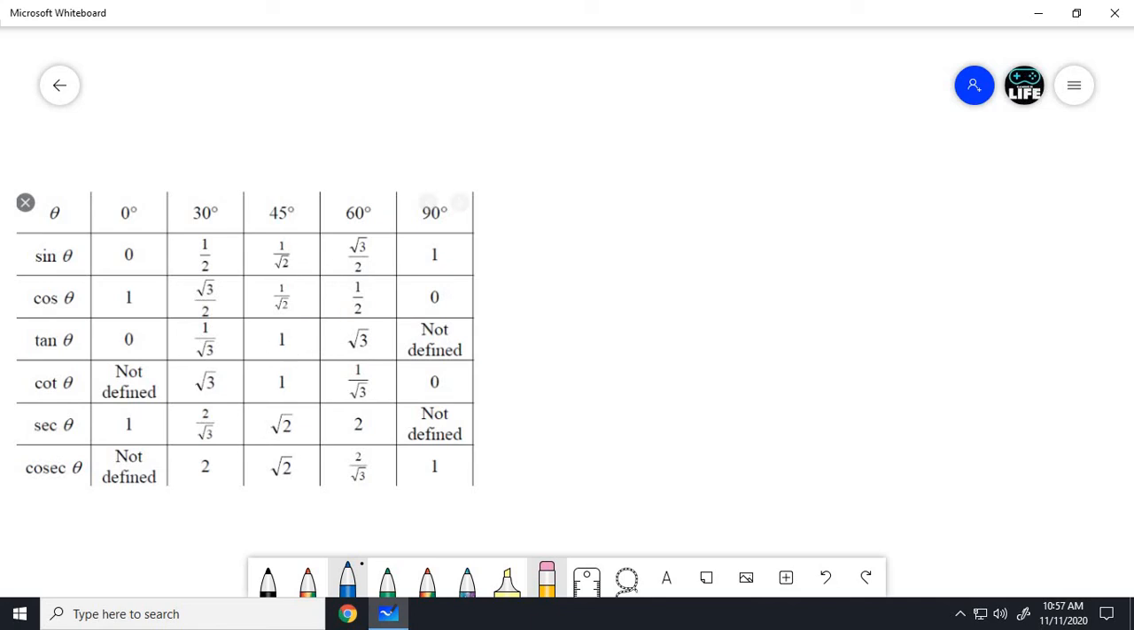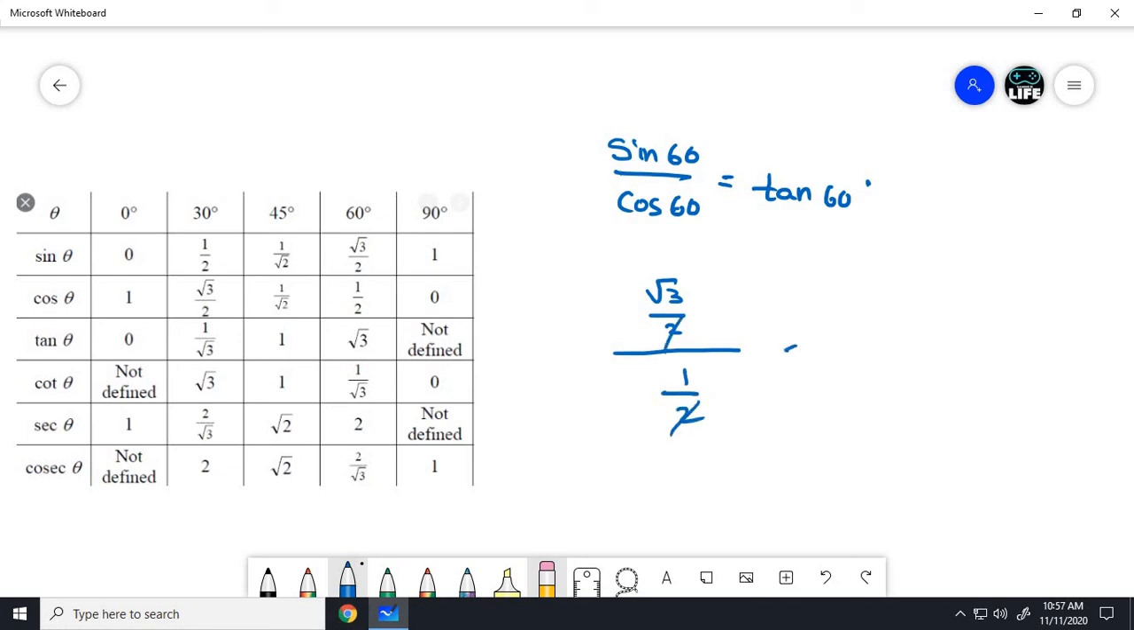So now check sin 60 by cos 60. Will it equal tan 60 or not? Check it. How much is sin 60? It is √3/2 by cos 60, which is 1/2. So the 2s get cancelled, so it is √3. Now check whether tan 60 is √3 or not. Tan 60 is root 3.